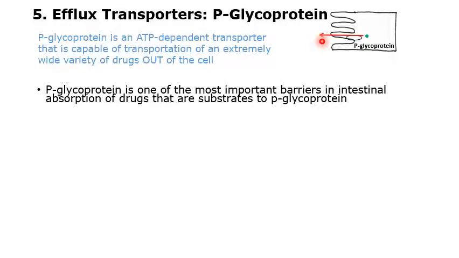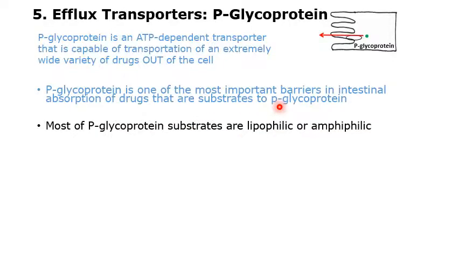P-glycoprotein presents a barrier in intestinal absorption of drugs that are specific substrates of PGP. Most PGP substrates are either lipophilic in nature or amphiphilic. Amphiphilic means that the drug has lipophilic and hydrophilic properties at the same time.